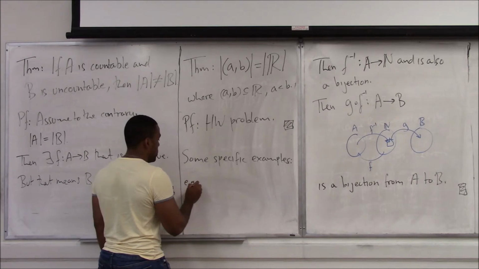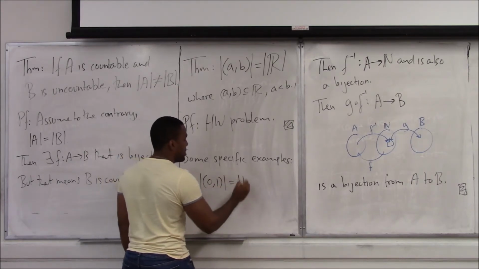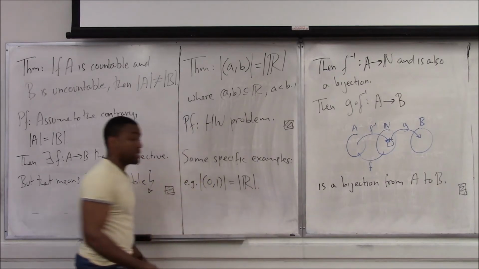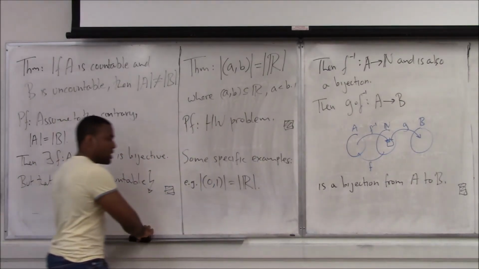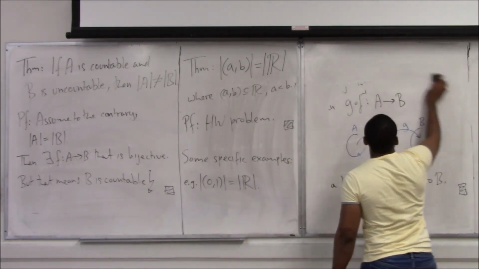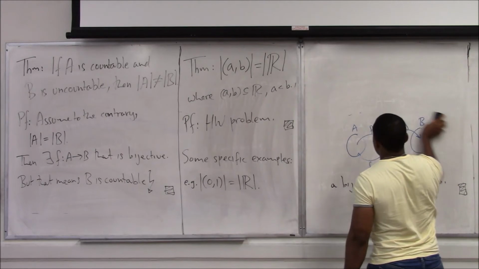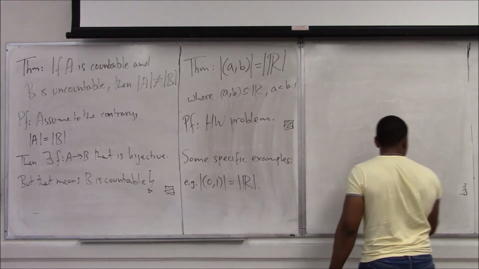So example: 0-1, the size of that is the size of R, meaning they have the same number of things in both of these. How can you show that the size of one is equal to the size of the other? Show that there's a bijective function. Okay? Give me a bijective function.